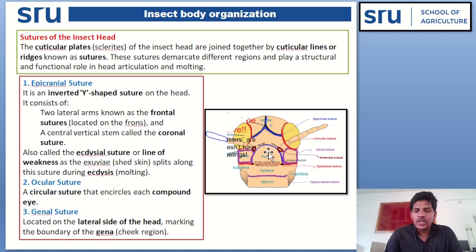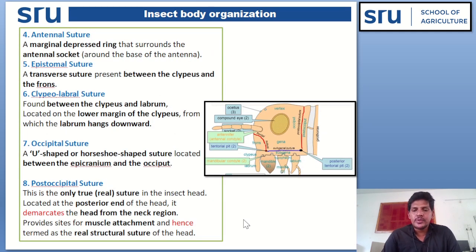Next, ocular suture, a circular suture that encircles each compound eye. Next is the genal suture, located on the lateral side of the head, marking the boundary of the gena. Next, antennal suture, a marginal depressed ring that surrounds the antennal socket. Next, epistomal suture, a transverse suture present between the clypeus and the frons.